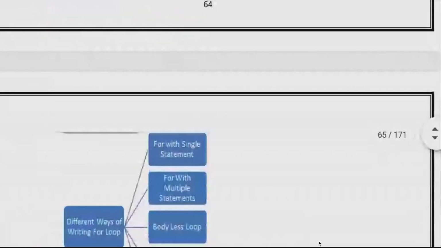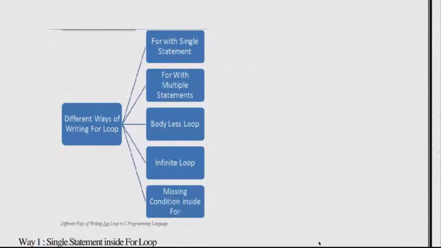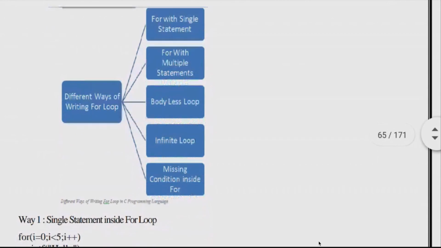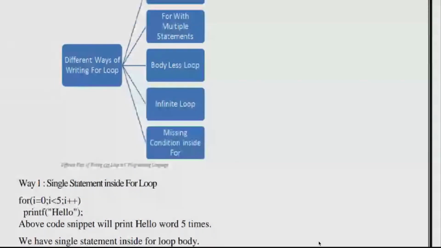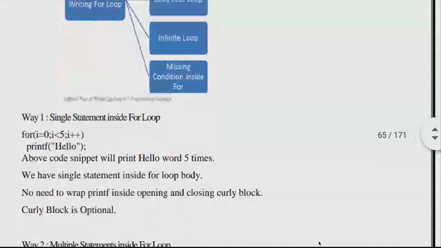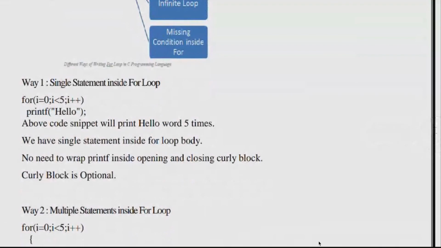Okay, I'll show one thing for you. See, the flow chart of different ways of writing for loops. These are the number of possibilities for writing a for loop: single statement, multiple statements, bodiless loop, infinite loop, and missing condition inside for loop. Now we have the examples for this. See, number of ways, right?